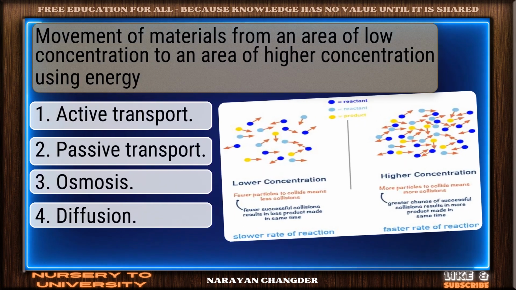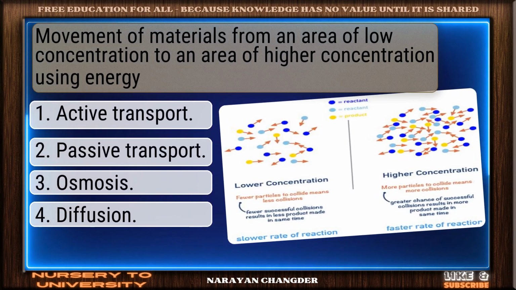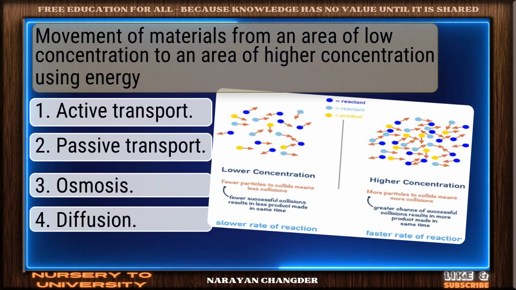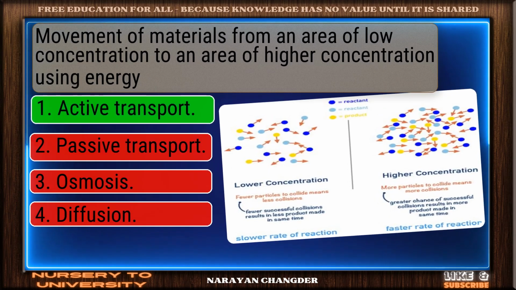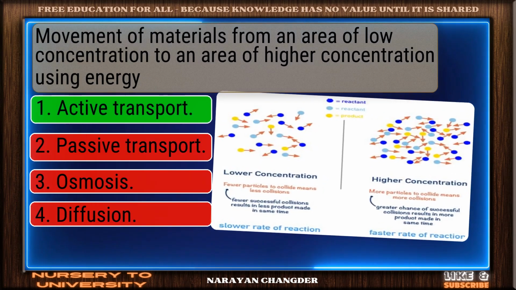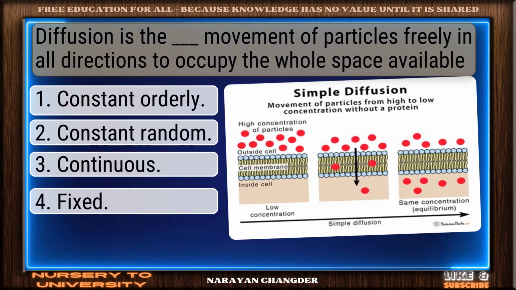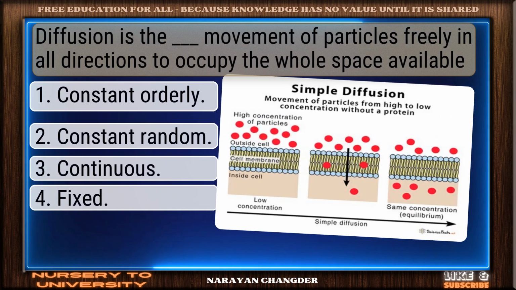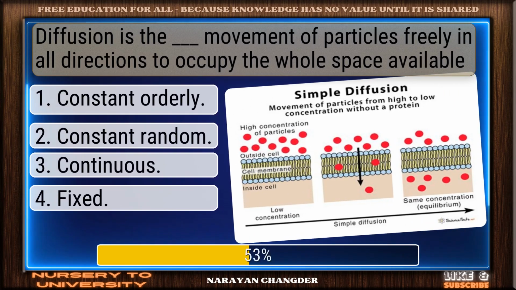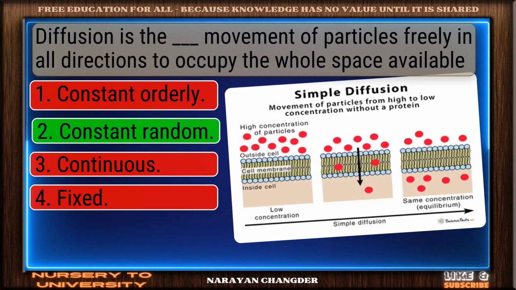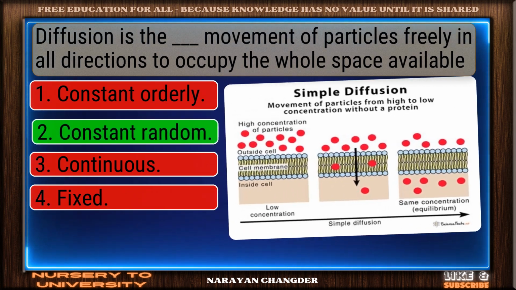Movement of materials from an area of low concentration to an area of higher concentration using energy. Excellent choice. Active transport is the right answer. Diffusion is the dash movement of particles freely in all directions to occupy the whole space available. Excellent. Constant random is a brilliant choice.